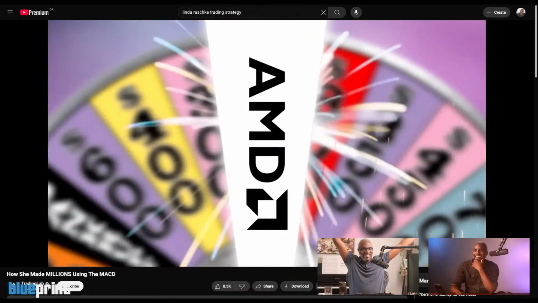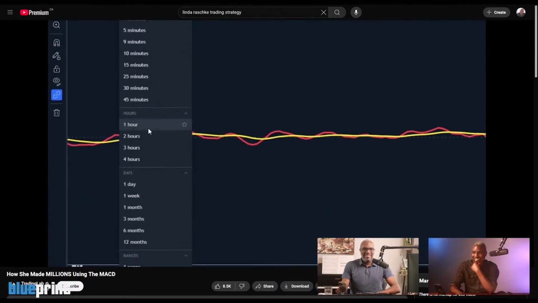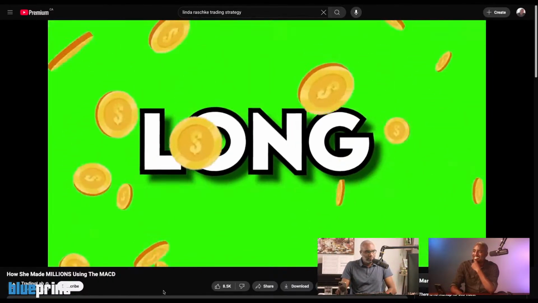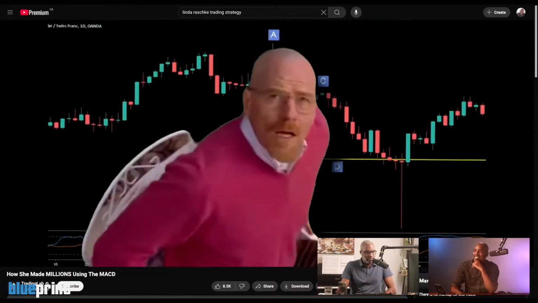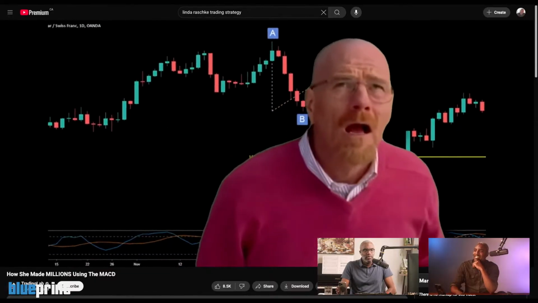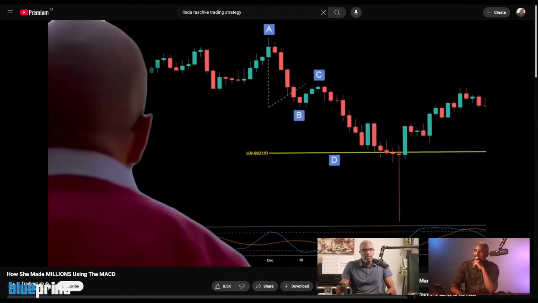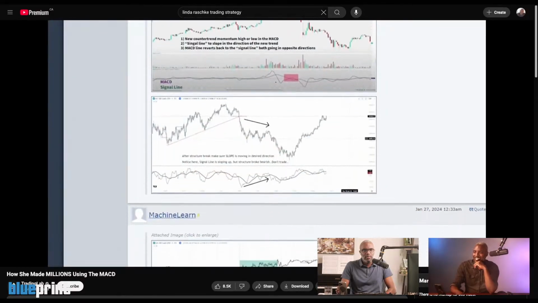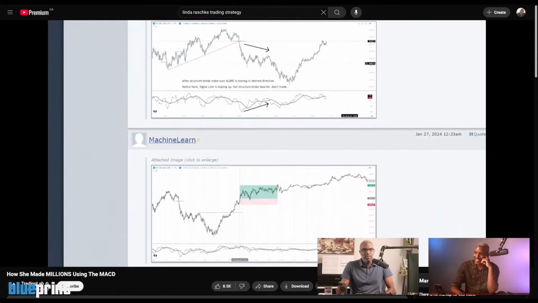Okay, AMD it is. We'll use the 1 hour time frame for this example. For these examples, we'll be looking for long trades. Like I was saying before, Linda uses the MACD in a way I've never seen used before, and she follows a very, very specific set of rules to find these setups.